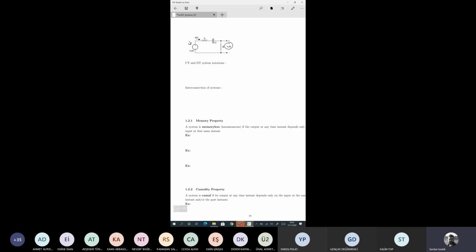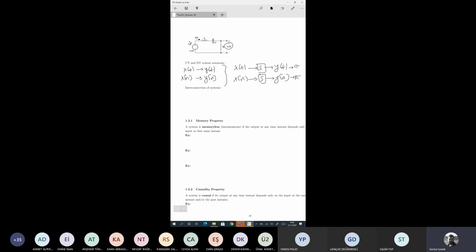Well, what is the notation for continuous time and discrete time systems? Well, x of t is the input, y of t is the output for a continuous time signal. For a discrete time signal, x of n is the input and y of n is the output. Well, we can also show them in this form. X of t is input to a system, and I have y of t as the output. X of n is input to a system, and I have y of n at the output. Of course, this is for continuous time, and this is for discrete time system representation.